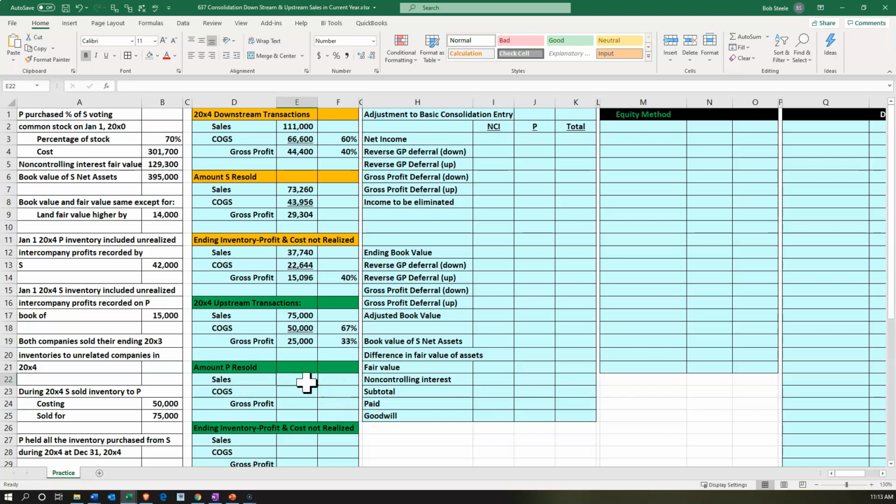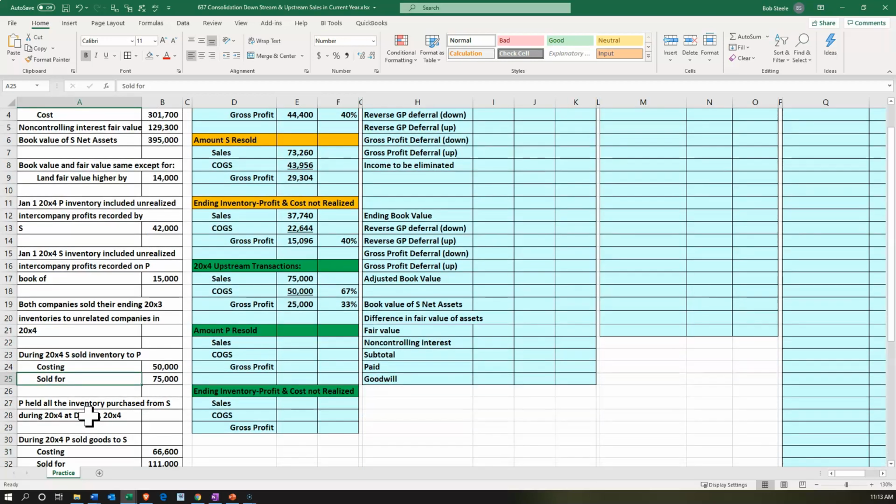Okay, and then we're going to say that P held all the inventory purchased from S during 2000 X4 on December 31st. So how much was resold then? 0, because P didn't sell it. So P is still holding all the inventory that S sold them in that year. So there's no resale here. So I'm just going to say nothing happened there. That means that these numbers are just going to be the same. So I'm going to say this minus this. It's all represented in ending inventory. So ending inventory is the amount that's still represented in ending inventory on the books of P. So then we'll subtract this out. All right, so there we have that.